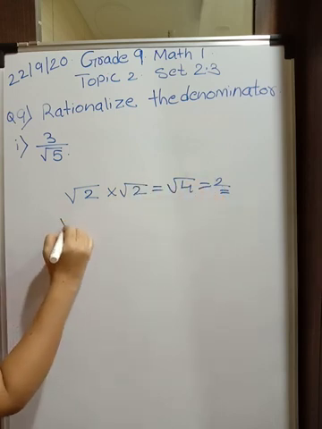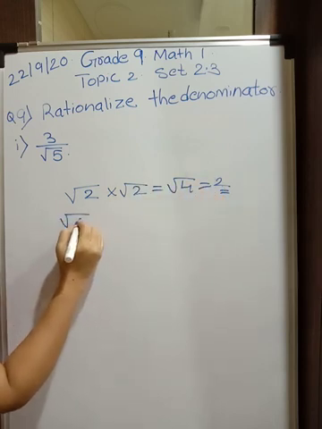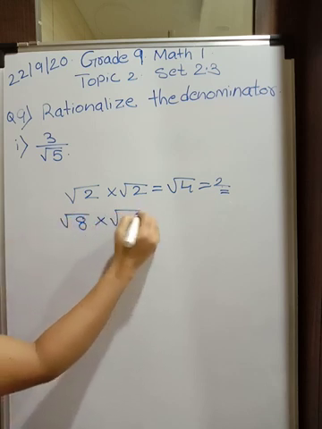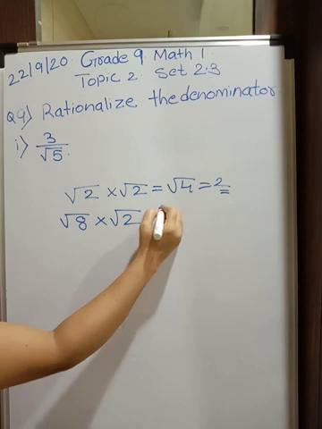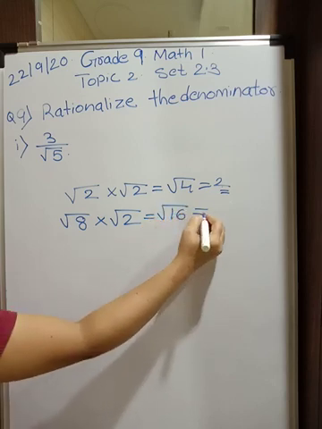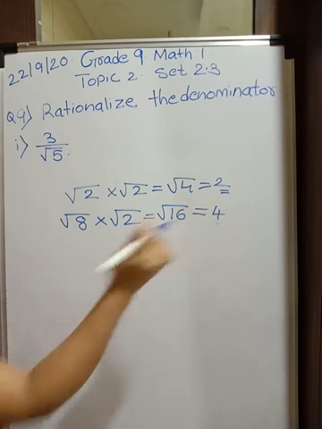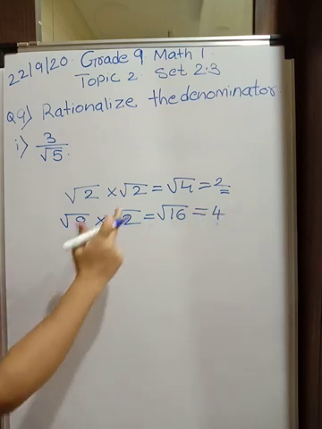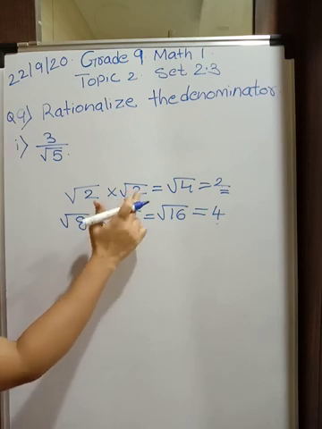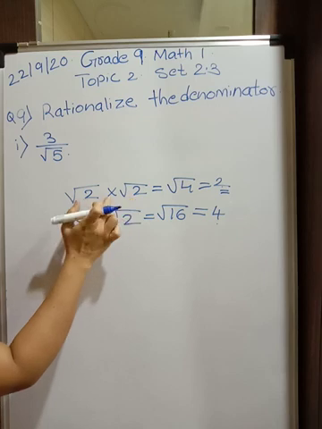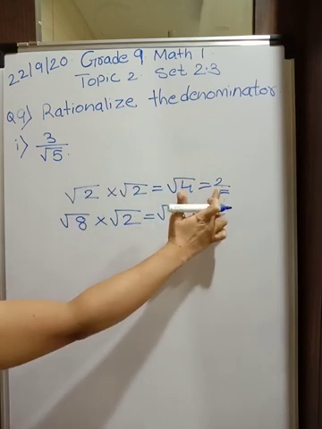Second, if I write root, for example, 8. If I multiply this root 8 by root 2, again I get root 16. Now this is a perfect square. The answer of root 16 is 4. Again this becomes a rational number. Alright. So there are a few numbers which, if I multiply with the surd, the product of them gives me a rational number.